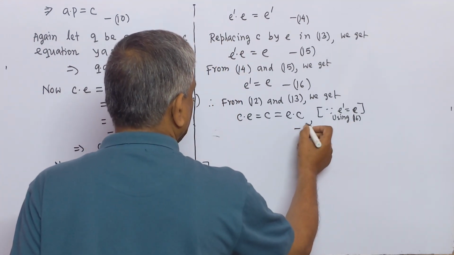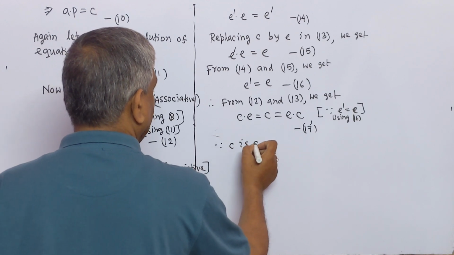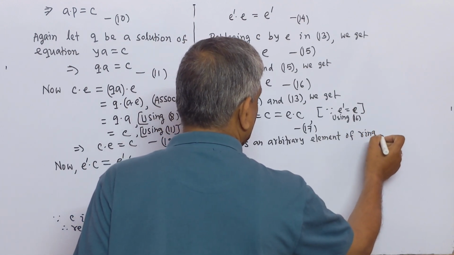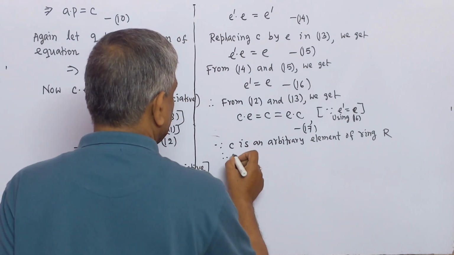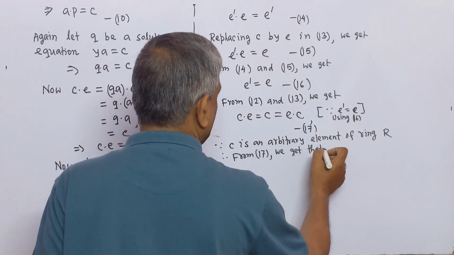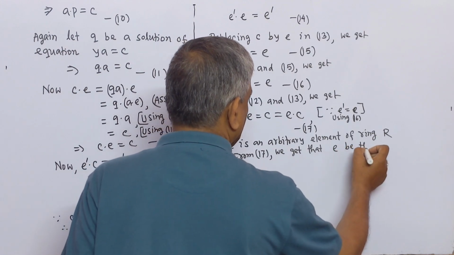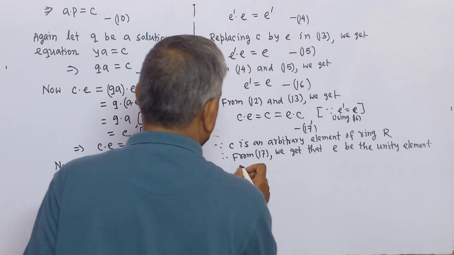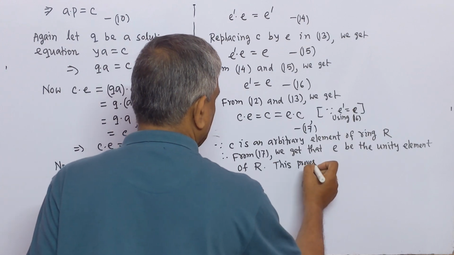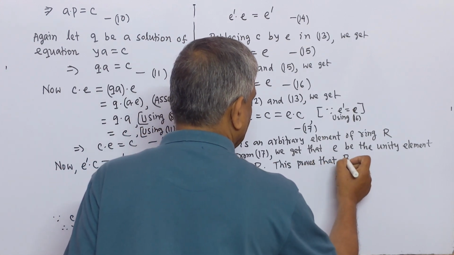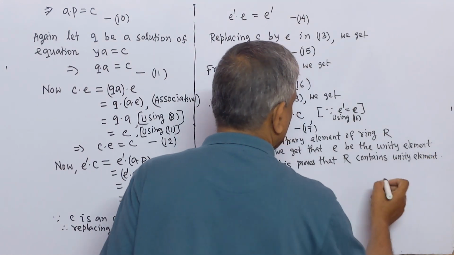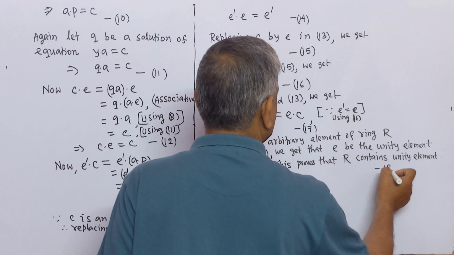This is number 17. Since C is an arbitrary element of ring R, therefore from 17 we get that E be the unity element of R. Therefore this proves that R contains unity element. This is number 18.